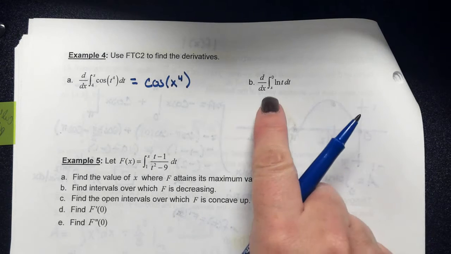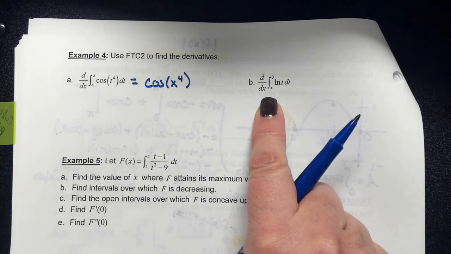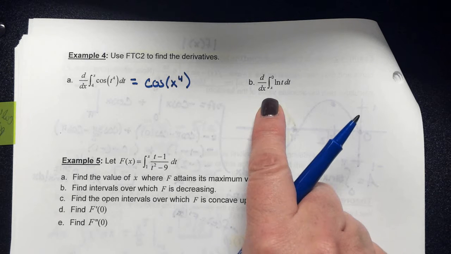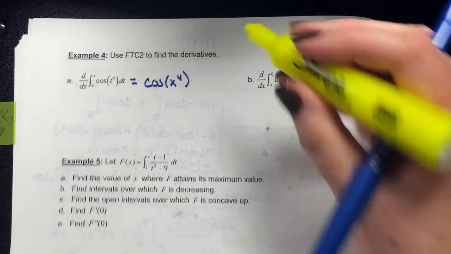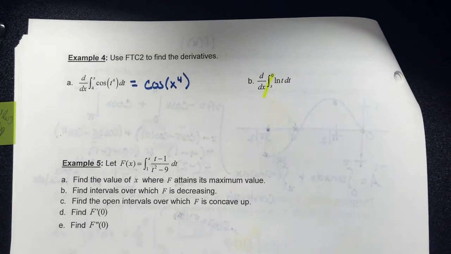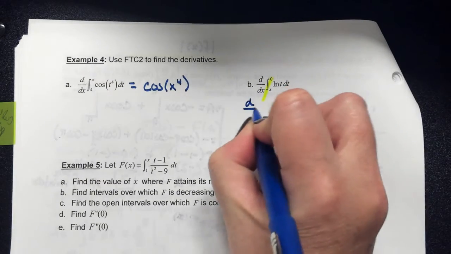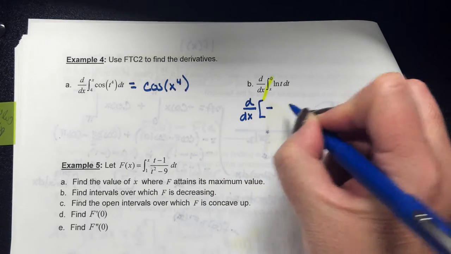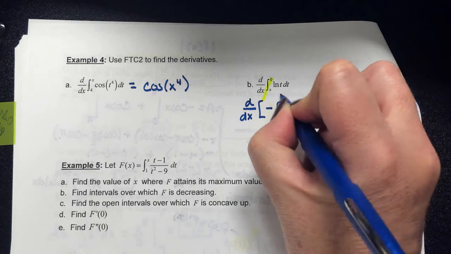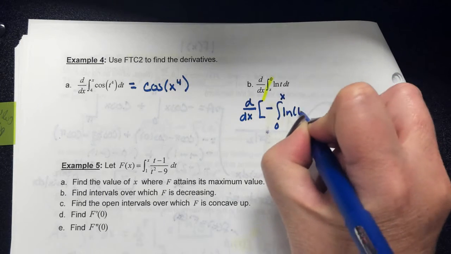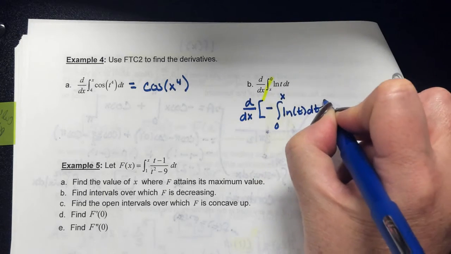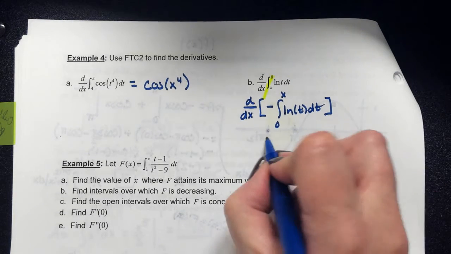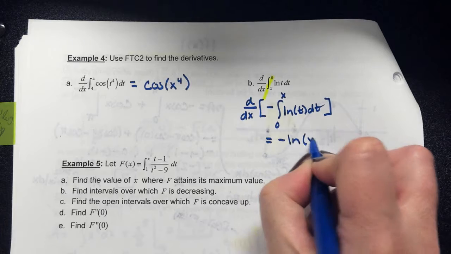Now, what's the problem with b? There is a problem with b. In order to apply the fundamental theorem of calculus part 2, what does that upper bound have to be? That upper bound has to be an x. So I have to rewrite this first, switching my bounds. I would take the negative in front of the integral, and I could rewrite this from 0 to x, natural log of t dt. So this answer is simply going to be what? The negative natural log of x.